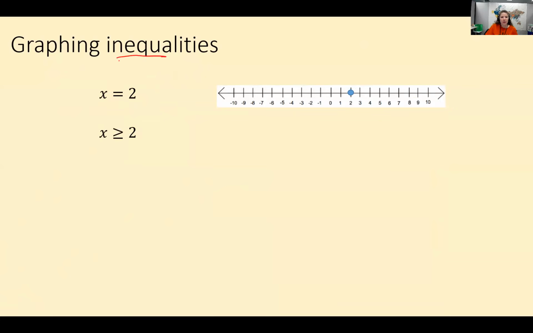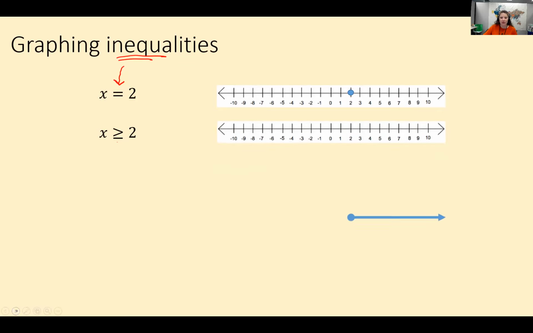Inequalities replace the equal sign with an inequality sign. So this inequality means greater than or equal to. If x is greater than or equal to 2, that means that x can be 2, or it could be any number to the right of 2 on a number line. For example, 2.5, 3, 10, 20, so on and so forth. So on a number line, the way we graph that is we put a solid dot on 2 because x could be 2, or it could be any number greater than 2 on the number line.